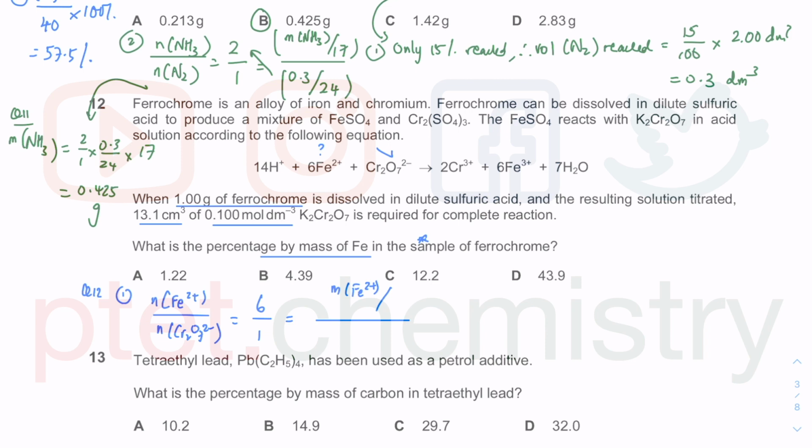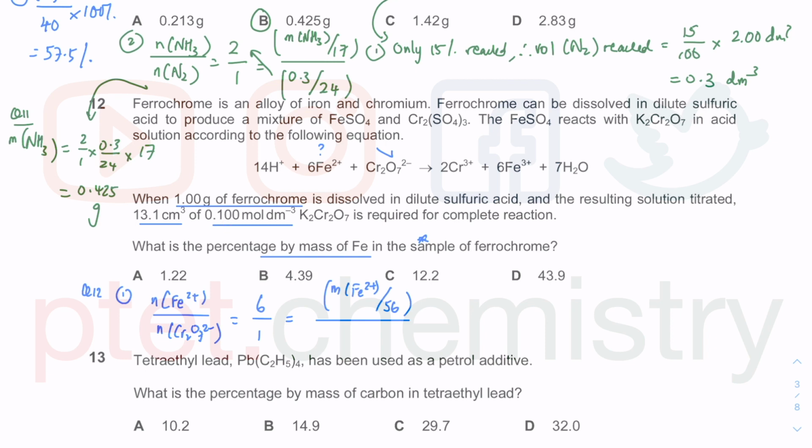is 56, because from the iron atom to the iron 2 cation, you have only lost 2 electrons. Electrons are so much lighter, about 2000 times lighter than the mass of a proton or a neutron, so it does not affect the relative atomic mass very much, even when it becomes Fe2 plus. Mass over Ar is going to give you the mole of the Fe2 plus.